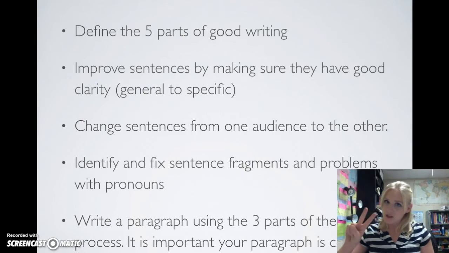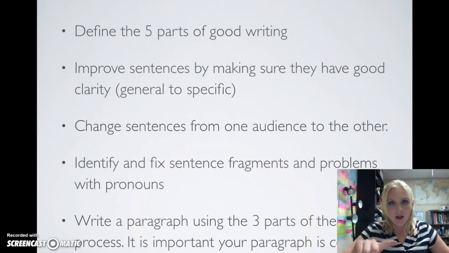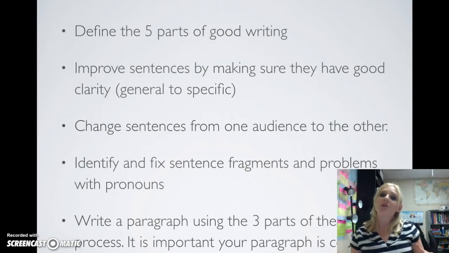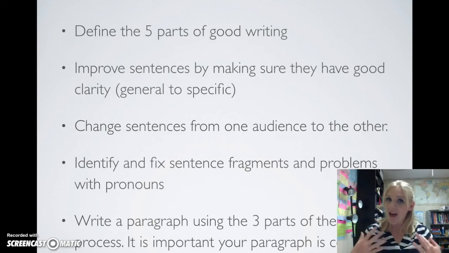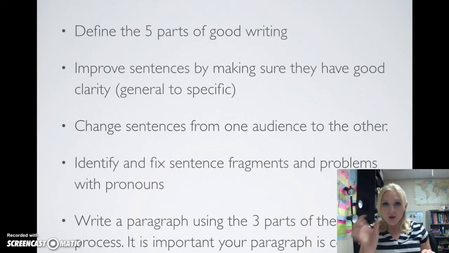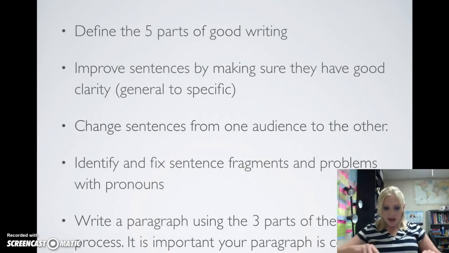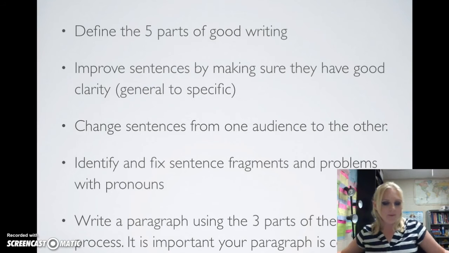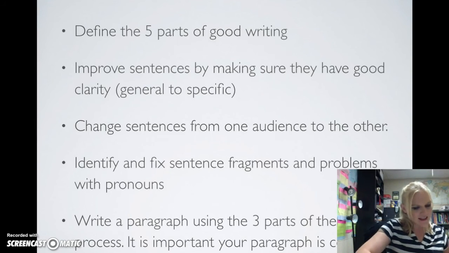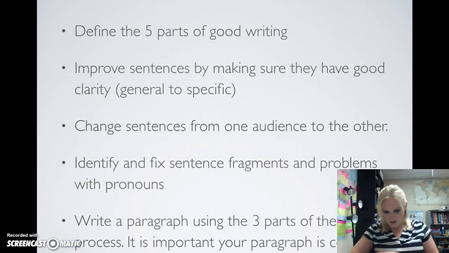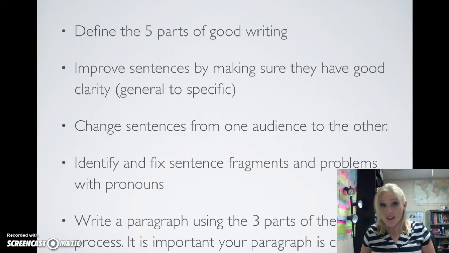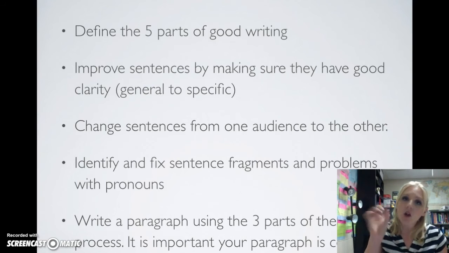The second thing you're going to be asked to do, and this is on page number 2 of your test, is improve sentences by making sure that they have good clarity, taking general words and making them specific. So take a look in your book at those general vocabulary words, the ones under clarity, which, like I said, I think is on page 50. No, not 50. It's on page 47. Go to page 47, look at those words.